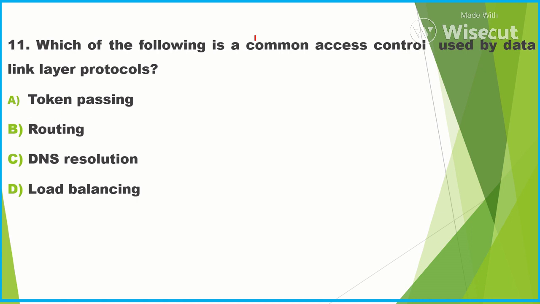Next one, which of the following is a common access control method used by data link layer protocol? That is token passing. Data link layer is using access control methods. Why is it using them? To regulate the flow of data between devices on a network. So token passing is a common access control method that involves passing a special control message or token. This comes under data link layer, token passing.